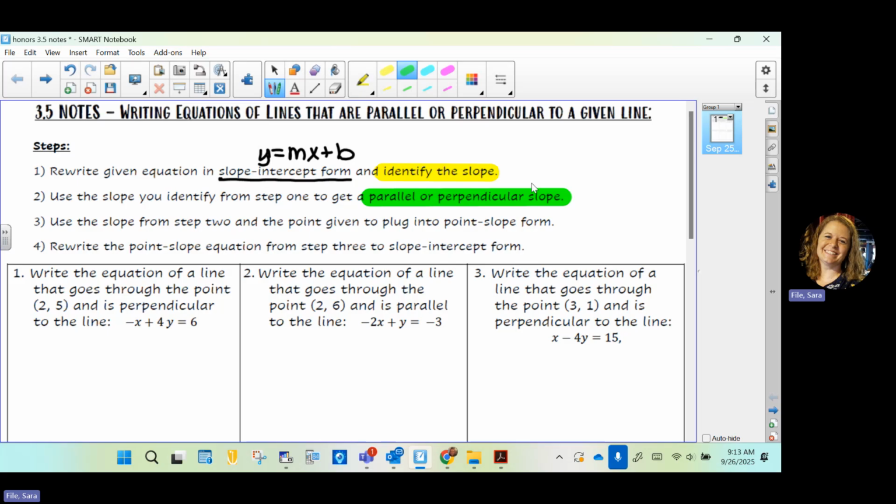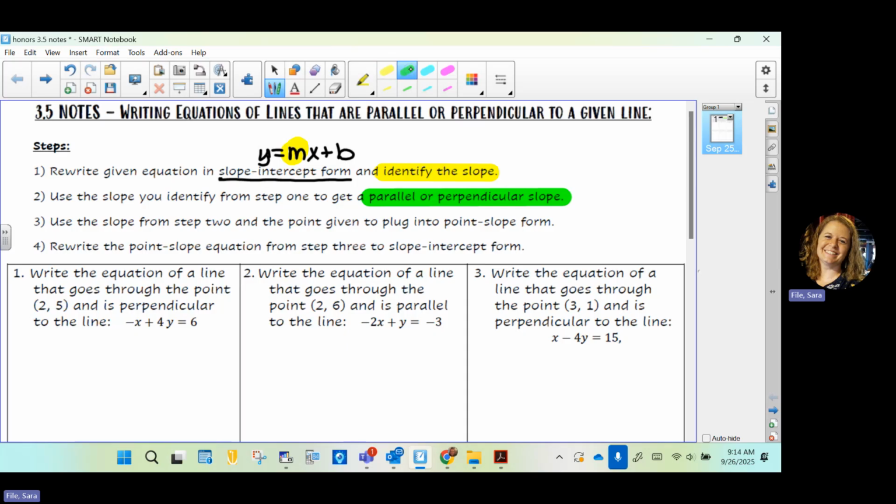But the reason we're changing to slope-intercept form is so that we can see the slope. That m right there, that's what we're looking for. Does that make sense? So we get the given equation to slope-intercept so we can see the slope. Then using that slope, we determine the new slope, whether it's parallel or perpendicular. What does parallel mean? Same slope. What does perpendicular mean? The opposite reciprocal. Depending on what you're asked to do, you'll do one of those two things and you'll have the slope for the line you're trying to write.